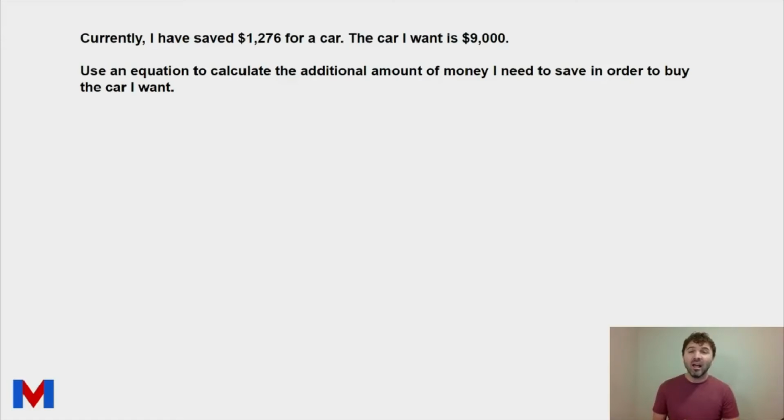Currently, I have saved $1,276 for a car. However, the car that I want is $9,000. First off, you got a bit of ways to go. That's okay. Then it says, use an equation to calculate the additional money that you need in order to buy your car. Or at least the car that you want, if it's still around.